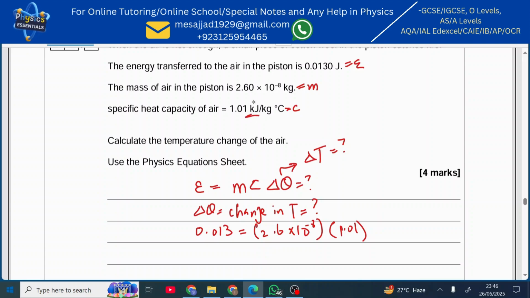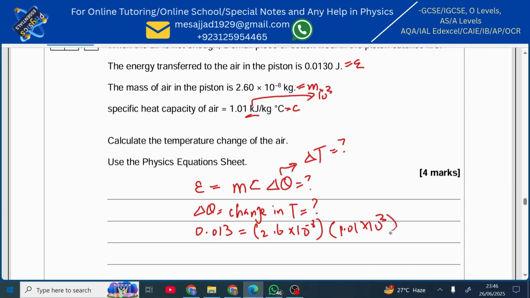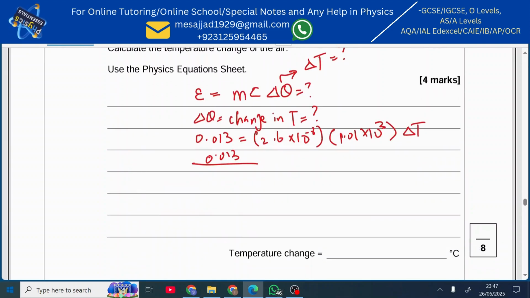1.01 kilojoules. Oh, kilo. So for kilo you have to put 10 raised to the power plus 3. And then finally you have the change in temperature. Just take them to the left hand side and do the division.